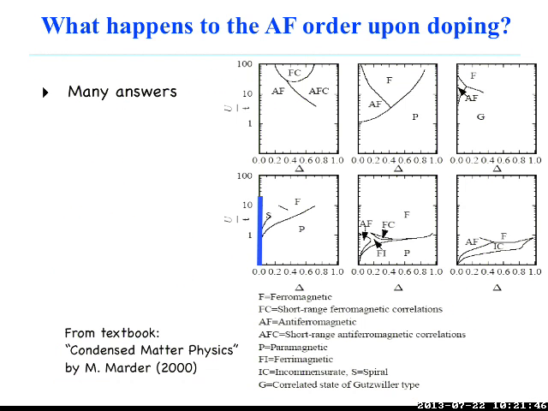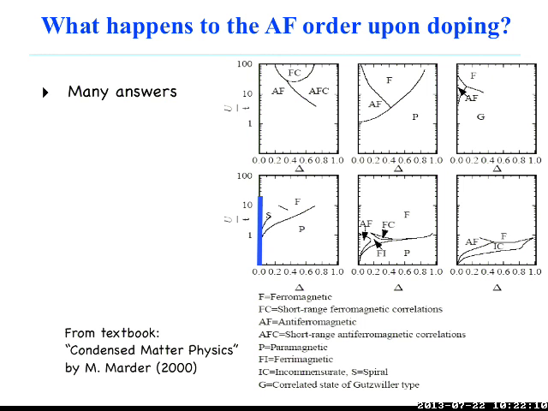There are many answers to this. This is from a standard textbook in condensed matter, and it draws six possible candidate phase diagrams for the Hubbard model. U over T is on the vertical axis, and delta is doping, which I'm going to call H. So 0 is half filling, and 1 is an empty lattice.